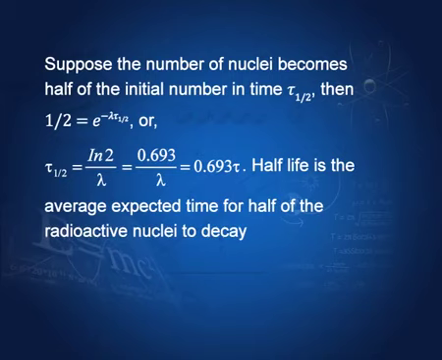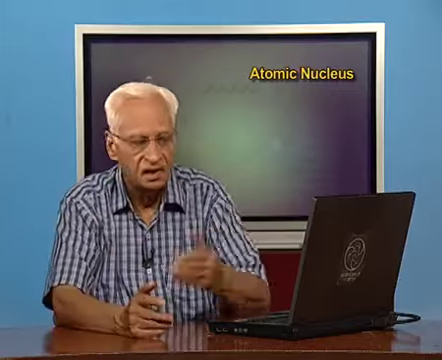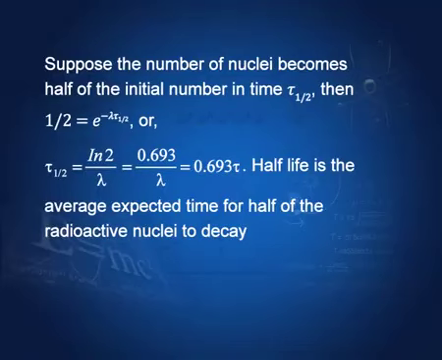Suppose the number of nuclei becomes half of the initial number, that is, N by N0 is half. Then our equation is half equal to e to the power minus lambda tau half, or tau half we can find from this equation is 0.693 times tau, where tau is the mean life. So, half life is the average expected time for half of the radioactive nuclei to decay. This is just the average time, as I said, because the process is random, they do not decay at the same time.